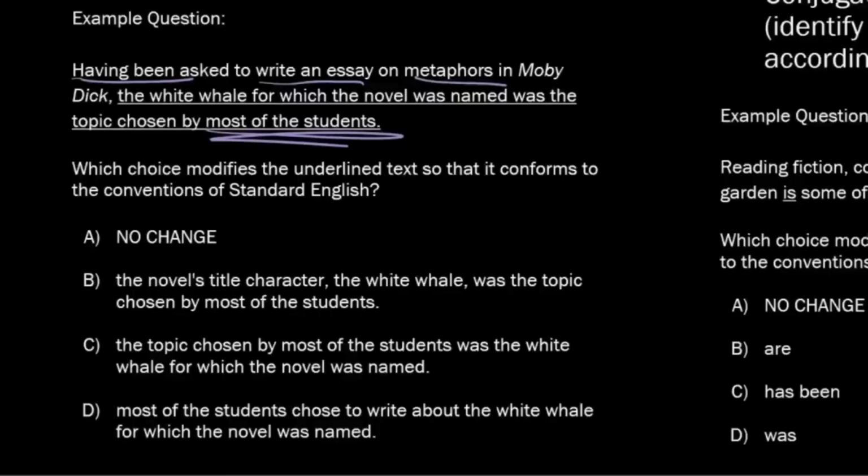Students here is our subject, because who's being asked? The students are being asked. Okay? So what's the answer? Well, this is our modifier. This first sentence is almost always the modifier. What's our subject? The students. Students must go right next to it, must go right here, and our answer is D.